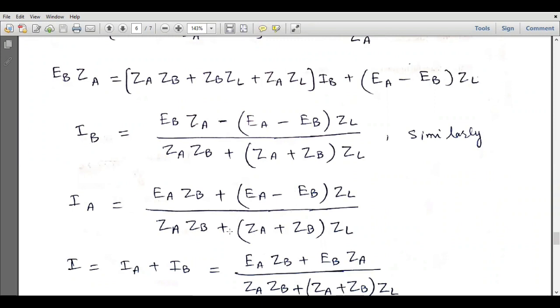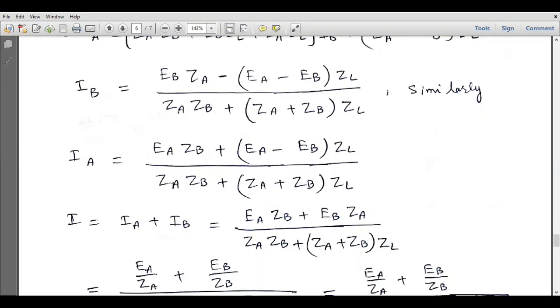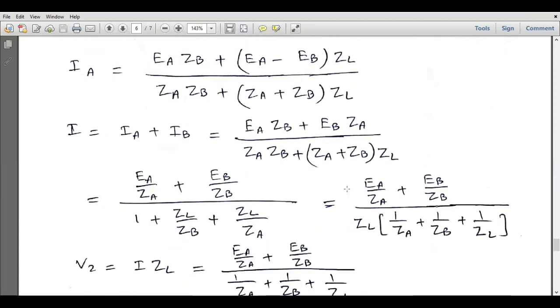So this is the expression for IA. Now we can write I, which is equal to IA plus IB. When we add these two currents, this term and this term will cancel out, and we will get EAZB plus EBZA divided by this expression. Now we will divide the numerator and the denominator by ZAZB.